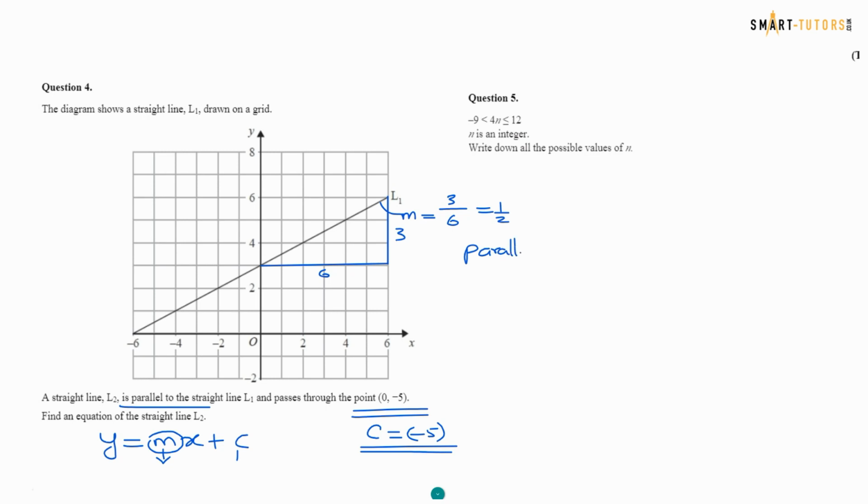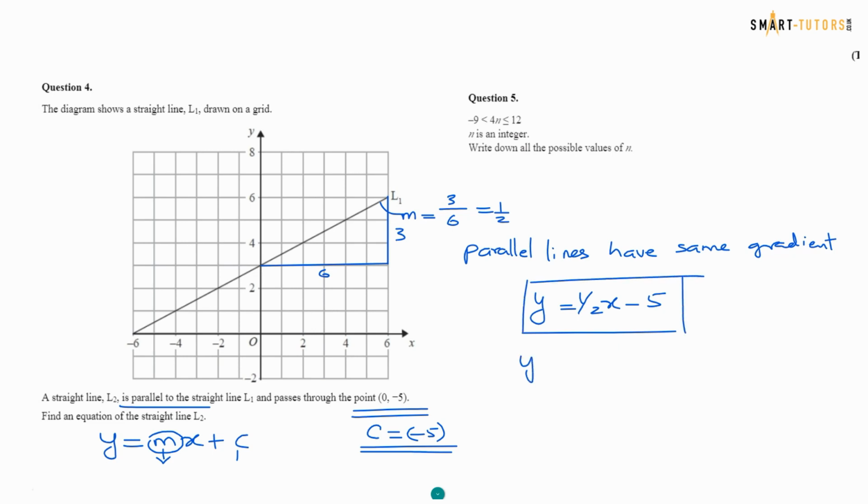So parallel lines have the same gradient. So the answer for that question is y equals half x plus, minus 5. If you want to do it in a different way, this is the answer, but I will show you another way. You put y equals half x plus c. If you don't know the c, substitute the value (0, -5), where this is x and this is y. So -5 equals 0 plus c, then you will get c equals -5. Then you will come across this equation. That is the final answer.